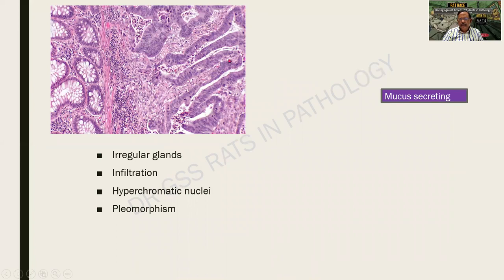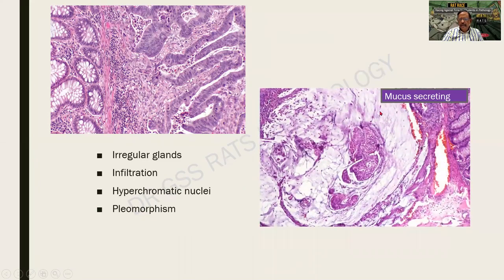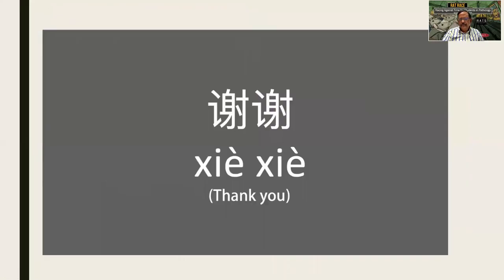And microscopically, I will be finding irregular glands with pseudostratification and pleomorphism. Or it can be islands of cells in a sea of mucin, a mucin secreting adenocarcinoma. These are the two variants in a colonic carcinoma. We have already dealt with it.